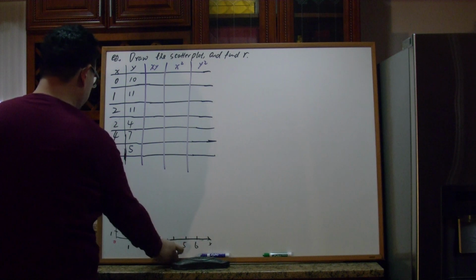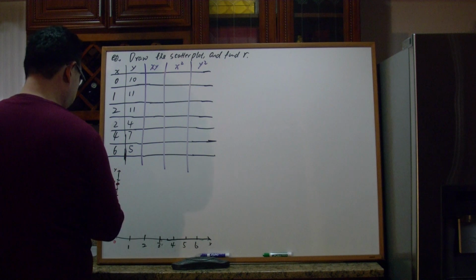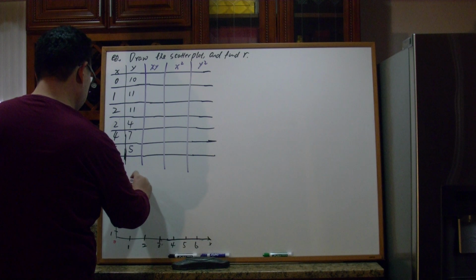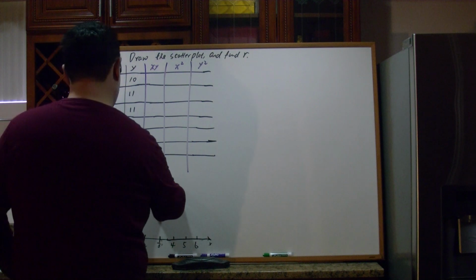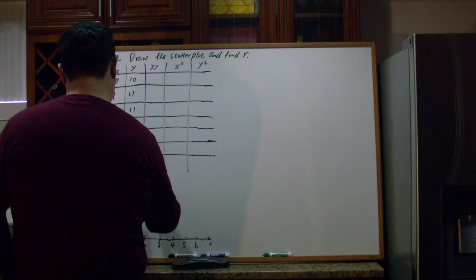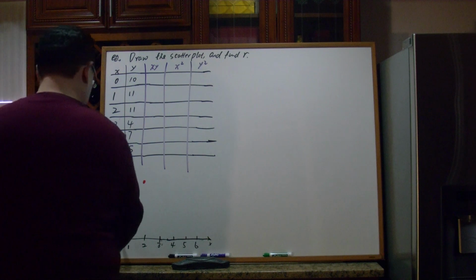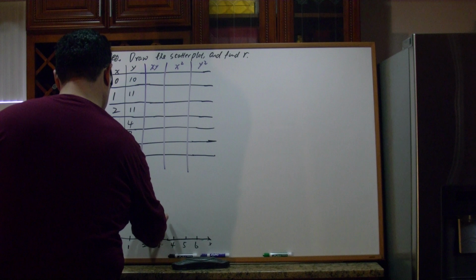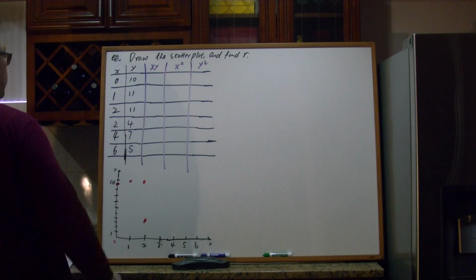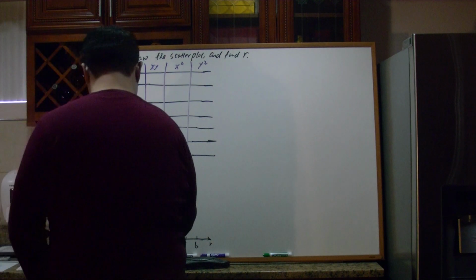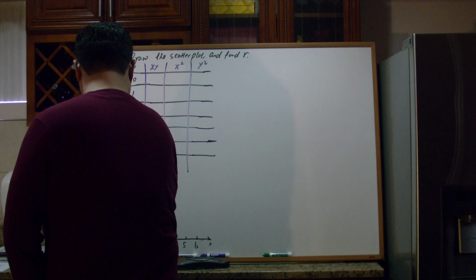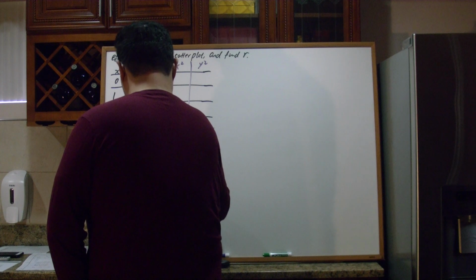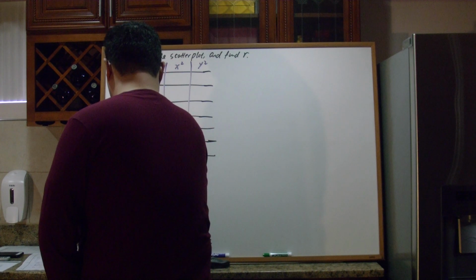Well, we still have 11. Anyhow, x is 1, y is 11; x is 2, y is 11 also. x is 3, y is 4. Right, that's 4 points already. When x is 4, y is 7. And when x is 6, y is 5.